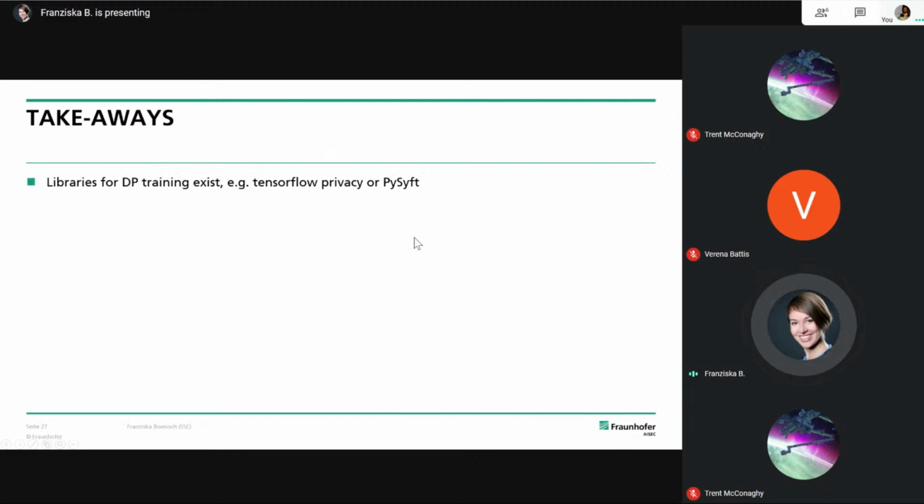So all in all, I think the takeaways that I can give you is that there already exist really convenient libraries to train your model with privacy. For those who like TensorFlow, you can use the TensorFlow Privacy library. For those who prefer PyTorch, you can use the PySyft library. It has exactly the same functionalities.